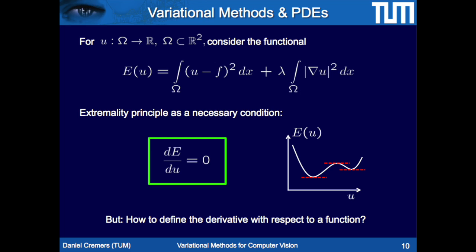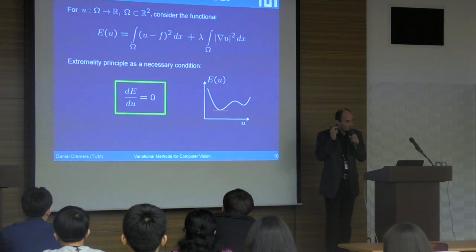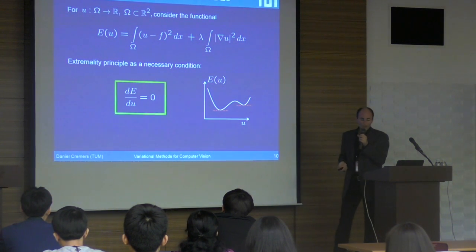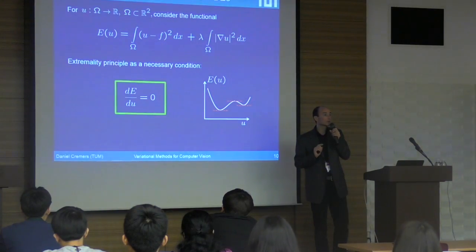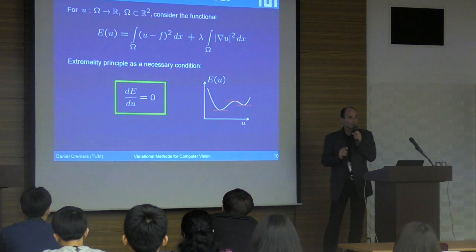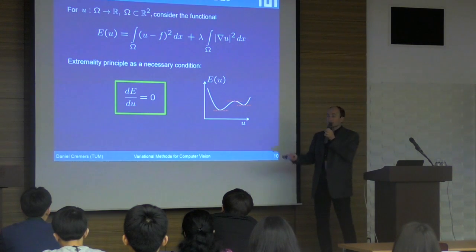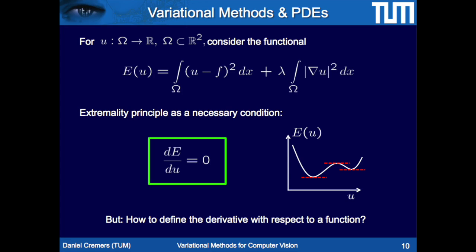Of course, once you remember more about high school mathematics, you will know that this could also be 0 at a local maximum and even at saddle points. In other words, this is a necessary condition, but it's typically not a sufficient condition, unless your cost function is convex. Once your cost is convex, then it's also a sufficient condition, which is nice because it means once we solve this equation, we have the optimum.